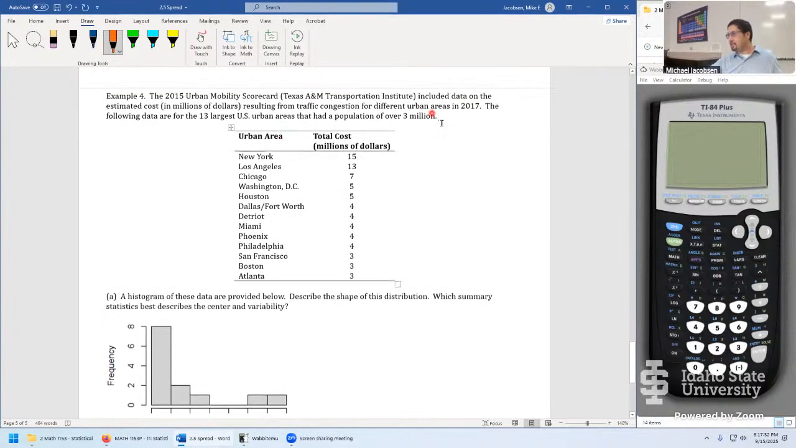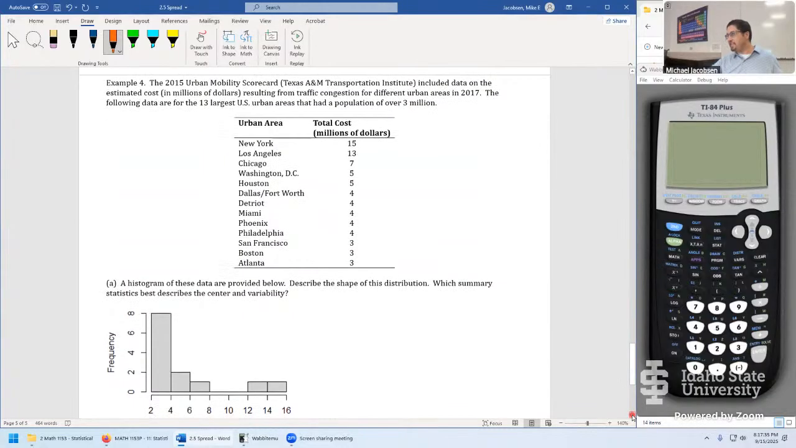Here's how it goes. This is data from 2015. All my data is starting to look a little bit old, but not that old just yet. This one's called the 2015 Urban Mobility Scorecard. So for anyone in public works, this might be interesting to you. This is from the Texas A&M Transportation Institute, and it included data on the estimated cost in millions of dollars resulting from traffic congestion for different urban areas in 2015. Interesting name and actual date that turns out to be.